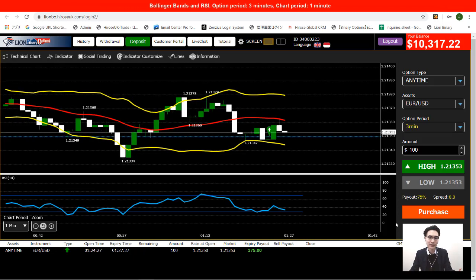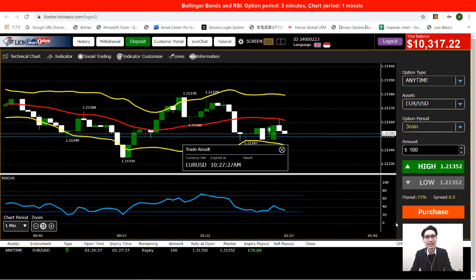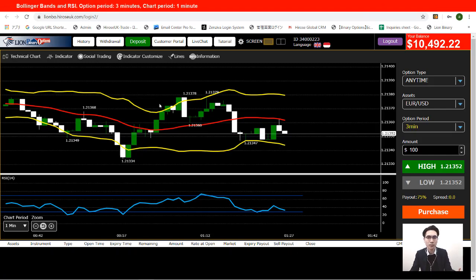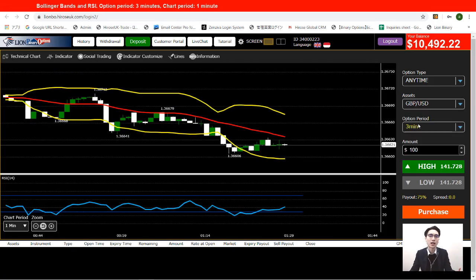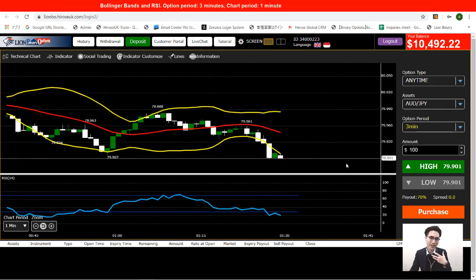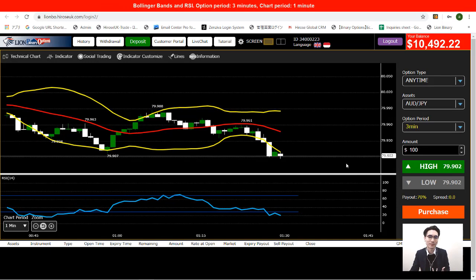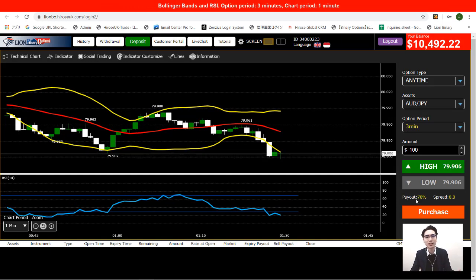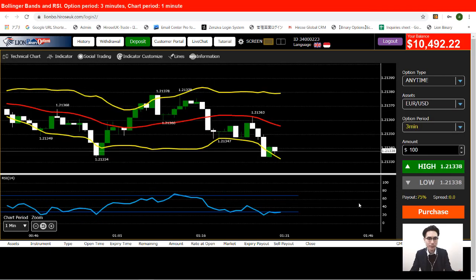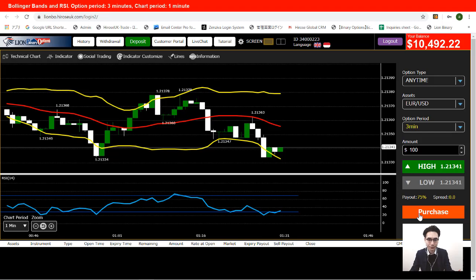It's going down, but it ended in profit. So what I'm gonna do now is just try to make one more trade, and then we will just try to get familiarized with this strategy, so that you can try to use it on your own as well. So just browsing on the currency pairs here.